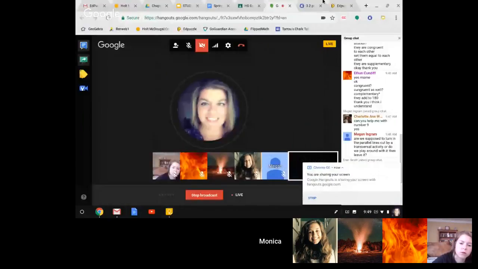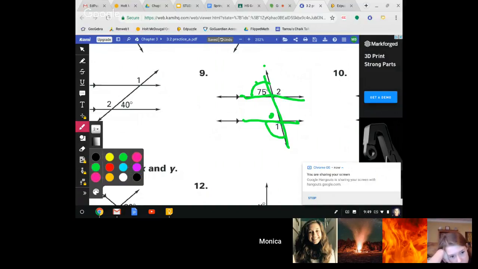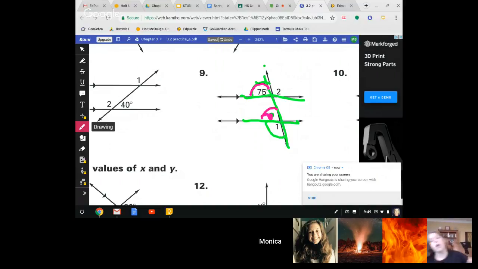Okay. So back to number 9, Charlotte Ann. They're not corresponding. Corresponding would be if this one was the angle we're talking about, okay? Because they would both be above the parallel line and on the left side of the transversal. But let's look at this, okay? If this angle and this angle would be corresponding, what would we know then about the measure of this angle?